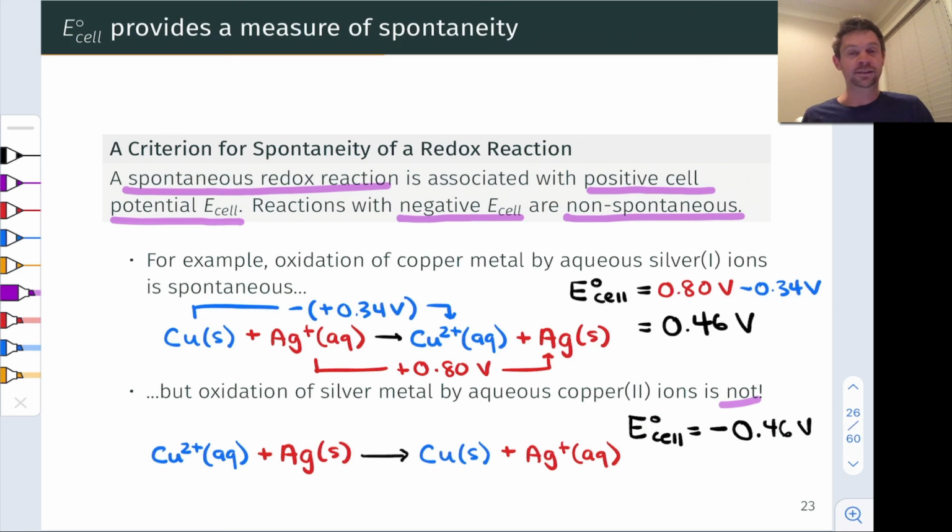If we wanted to get this to go, we would have to apply a voltage of positive 0.46 volts at a bare minimum, in practice quite a bit higher than this. And we'll see how that works in a later section, actually, when we talk about electrolysis, which is used to drive non-spontaneous redox reactions. So it is possible to push this toward the copper side, but we need an external circuit and an external source of electrical energy in order to do that.